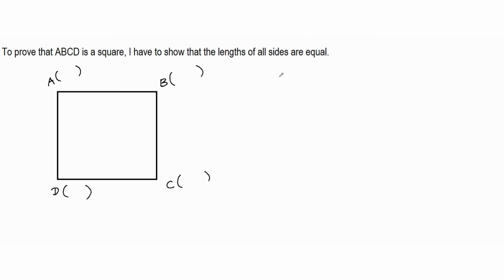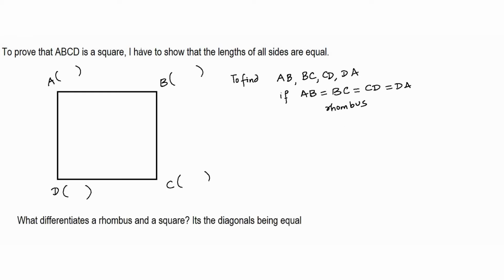In a square, all 4 sides are equal. So I will have to first find the length of AB. I have to find the length of BC, CD and DA. And then if these 4 lengths are equal, so if AB is equal to BC is equal to CD is equal to DA, then I can say that it is a rhombus for sure, right? However, what differentiates between a square and a rhombus? There are two differences between a square and a rhombus.